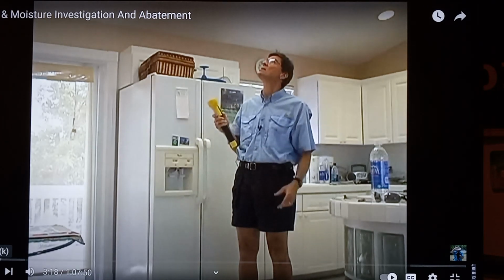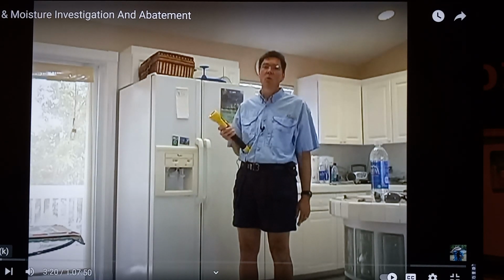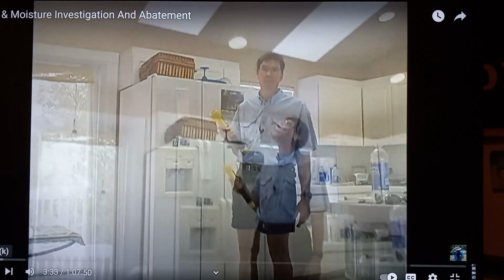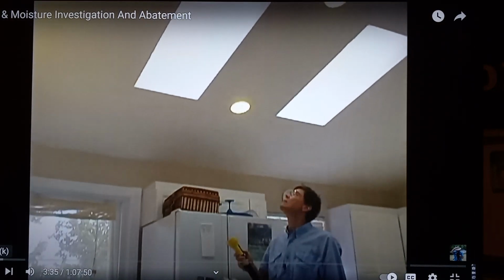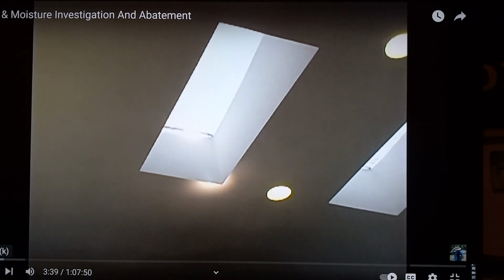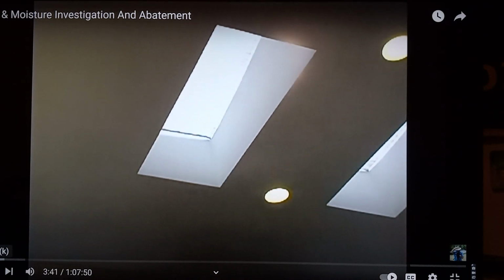While we're in the kitchen, we want to look at another common area for leaks, and that is these skylights. We're looking for any signs of water infiltration, stains around the skylights, bubbling or sagging in the paint around it, drywall damage, or visible mold growth. Use your flashlight to shadow the walls and look around the skylights.